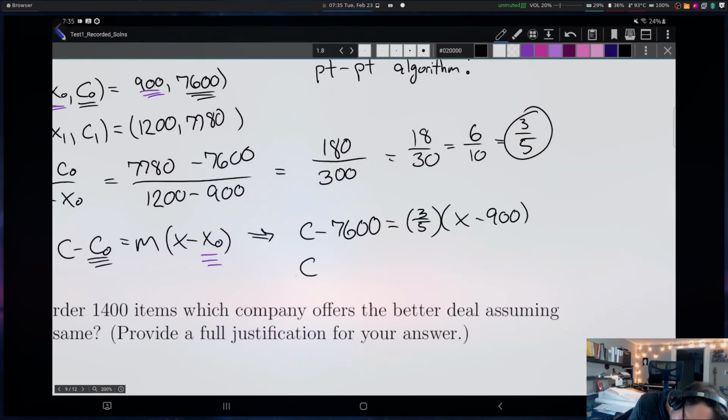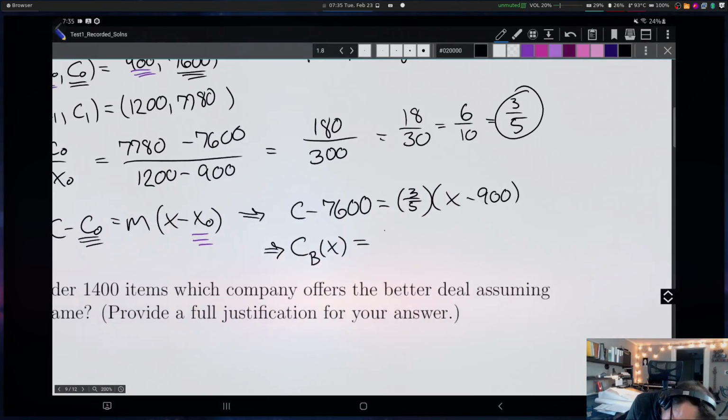And so maybe I'll just rewrite this as C sub B of x. Once you subtract 7600 over and simplify everything out, you end up with something like 3/5 x plus 7060.